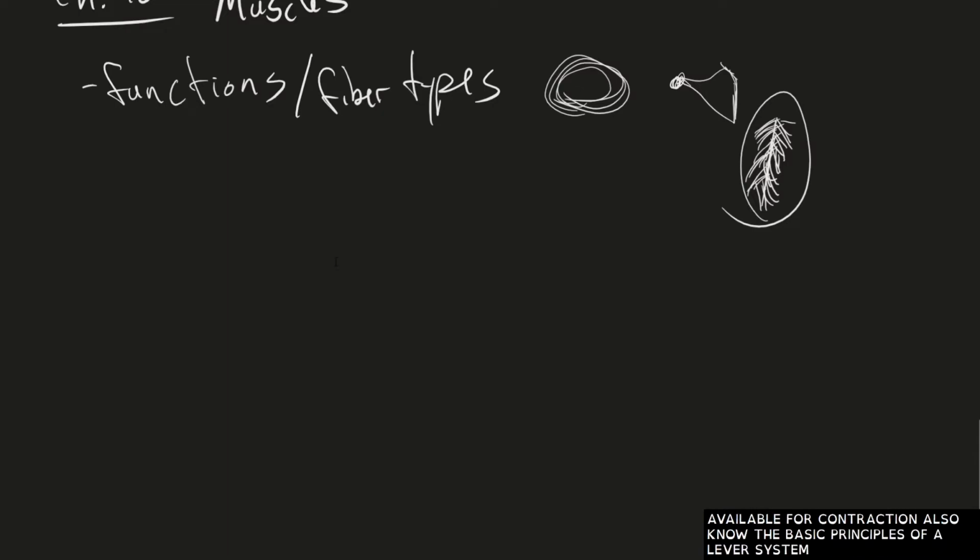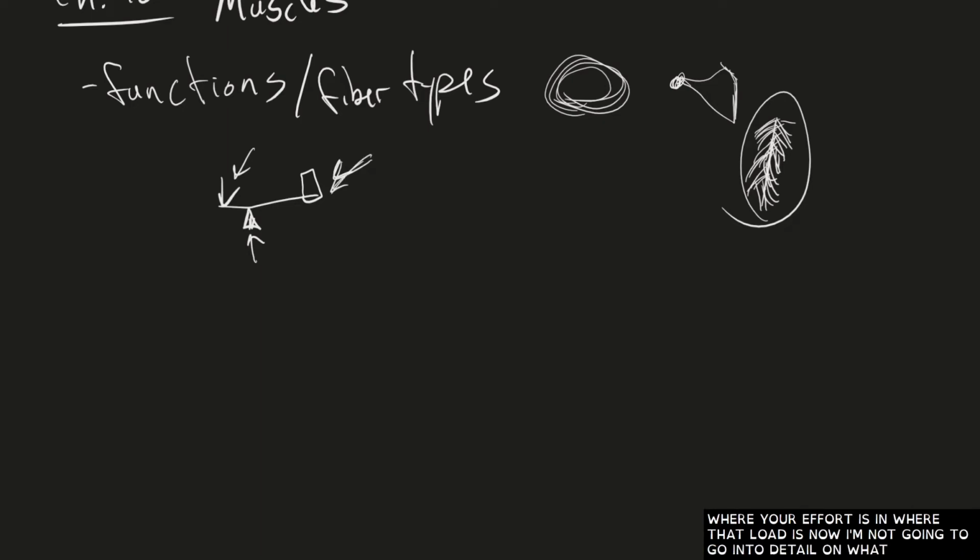So let's say you have a lever here: you have a fulcrum, you have your effort, and then you have your load at the end. It depends on where that fulcrum is, where your effort is, and where that load is. Now, I'm not going to go into detail on what's a class 1, class 2, class 3, what's a mechanical advantage, mechanical disadvantage, what's a speed lever. Just know that it all differs based on the position of the fulcrum, the effort, and the load applied for the lever systems. And then remember, know all the muscles from the images I told you in your workbook.